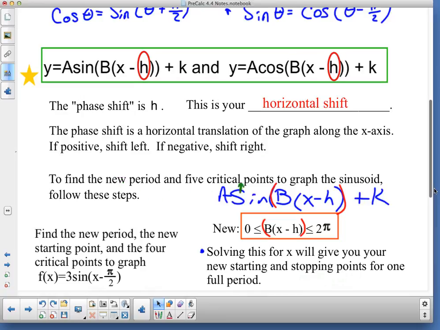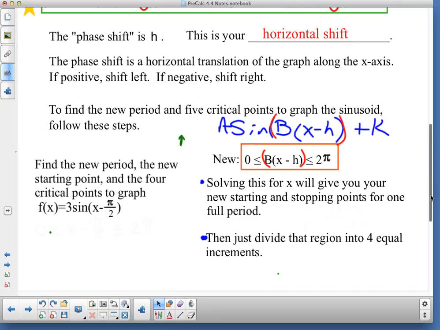Now, to find the new period and 5 critical points of the sinusoid, we're going to follow these steps. I want to really emphasize this part, because we're going to simultaneously solve a range inequality. We have 0 less than whatever is inside the cosine or sine argument, and that is less than 2 pi. Remember, our general period is from 0 to 2 pi, so it's 2 pi big. We will use this to find our new starting point, our new ending point, and ideally recognize the length of our period as well.